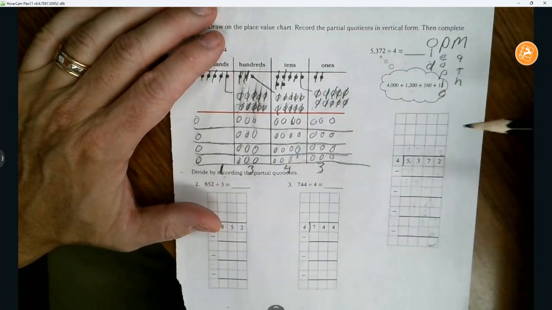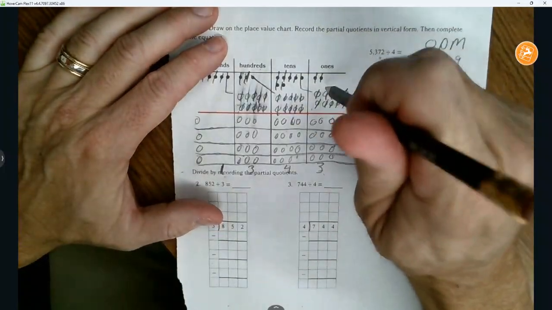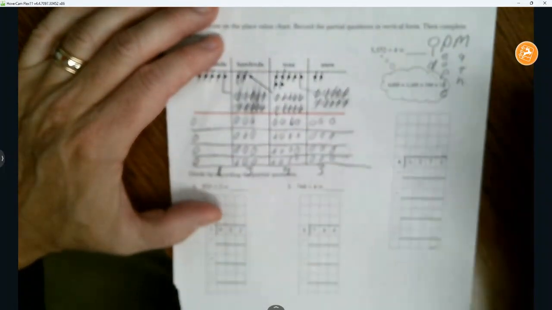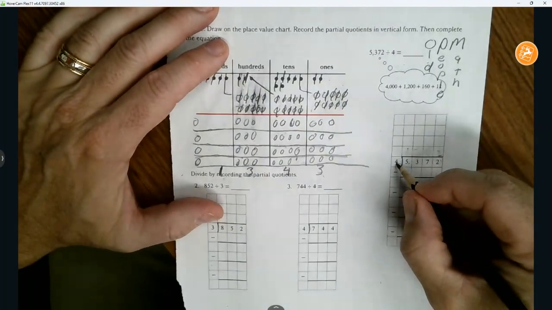But I keep it organized so I don't lose. Don't make little dots. Make the circle so you can cross them off. All right, let's keep going. So we want to see sometimes 4 can fit into 5.